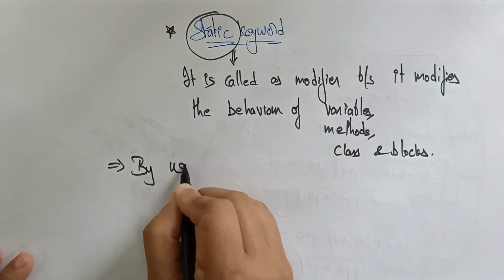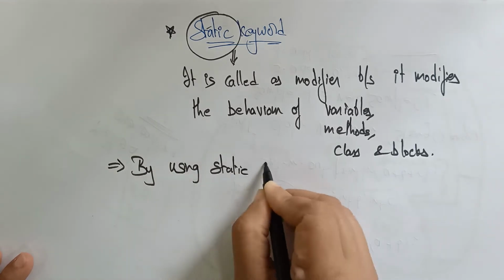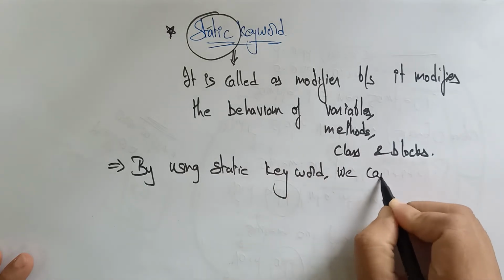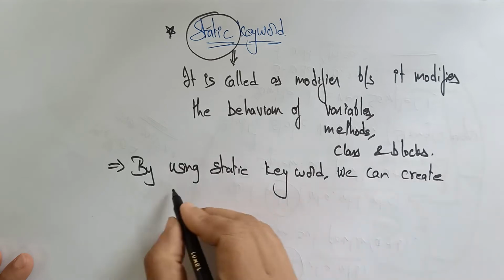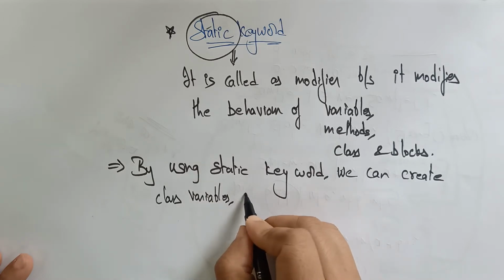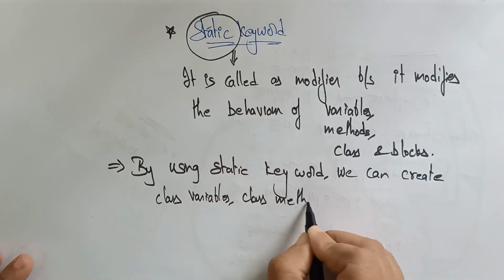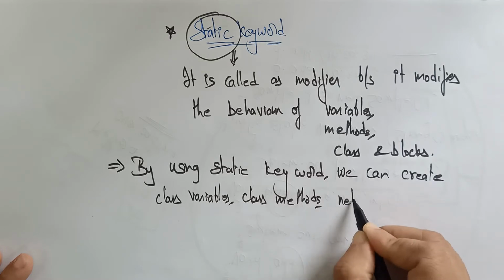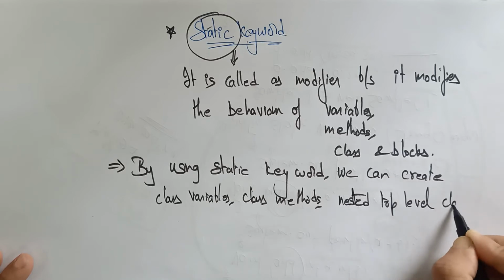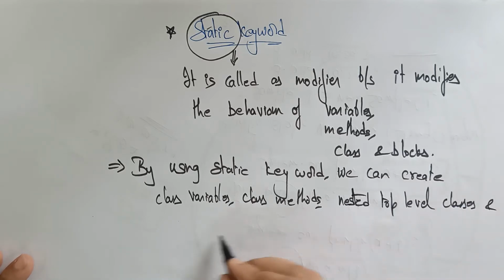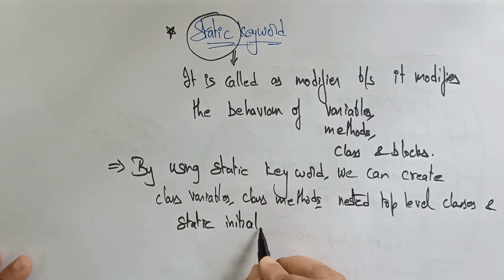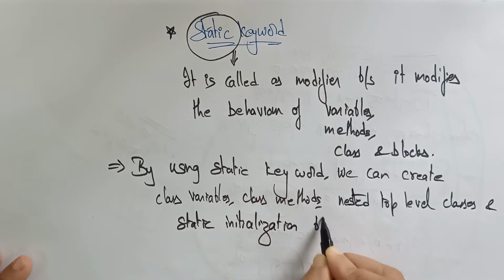By using the static keyword, we can create class variables, class methods, nested top level classes and static initialization blocks. Static initialization blocks. So remember these points.